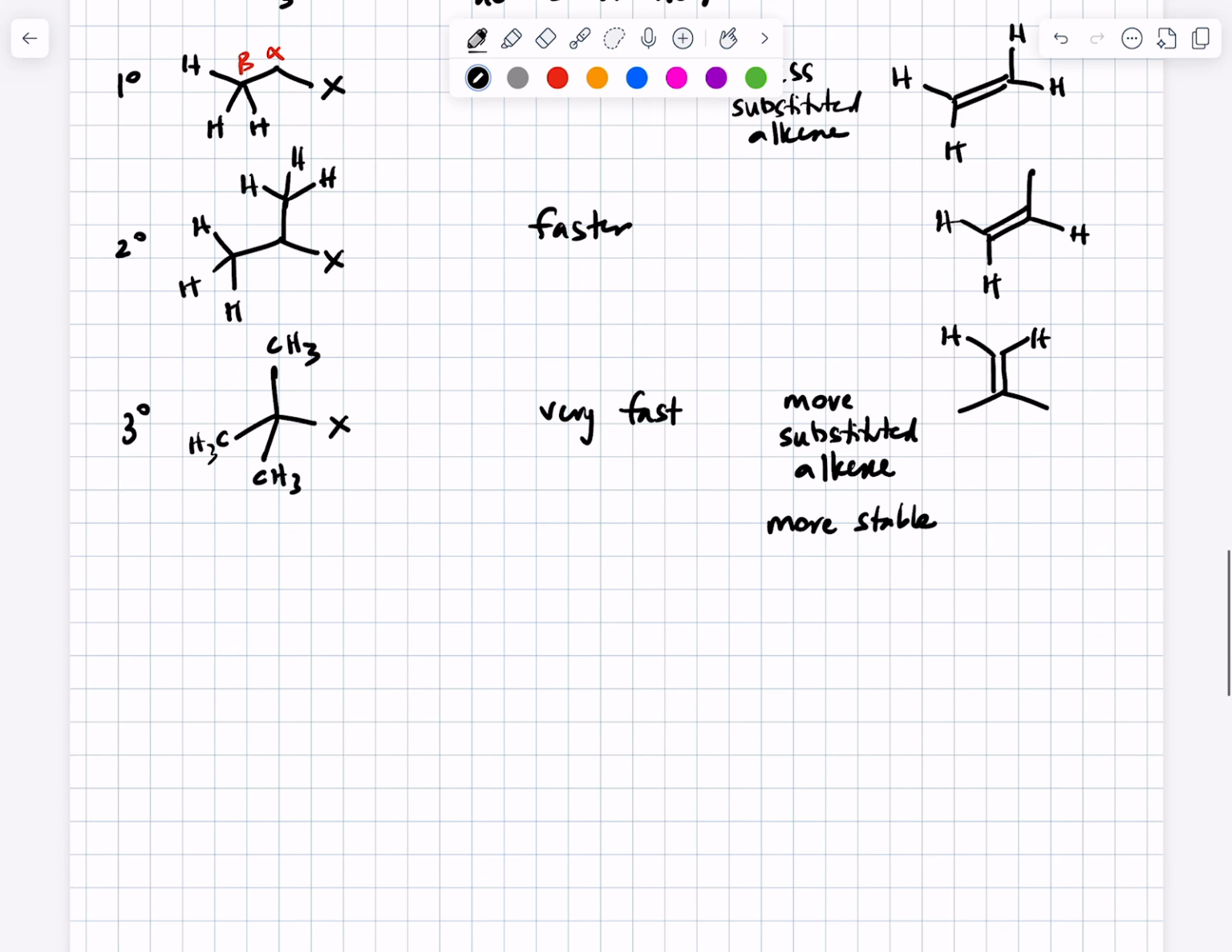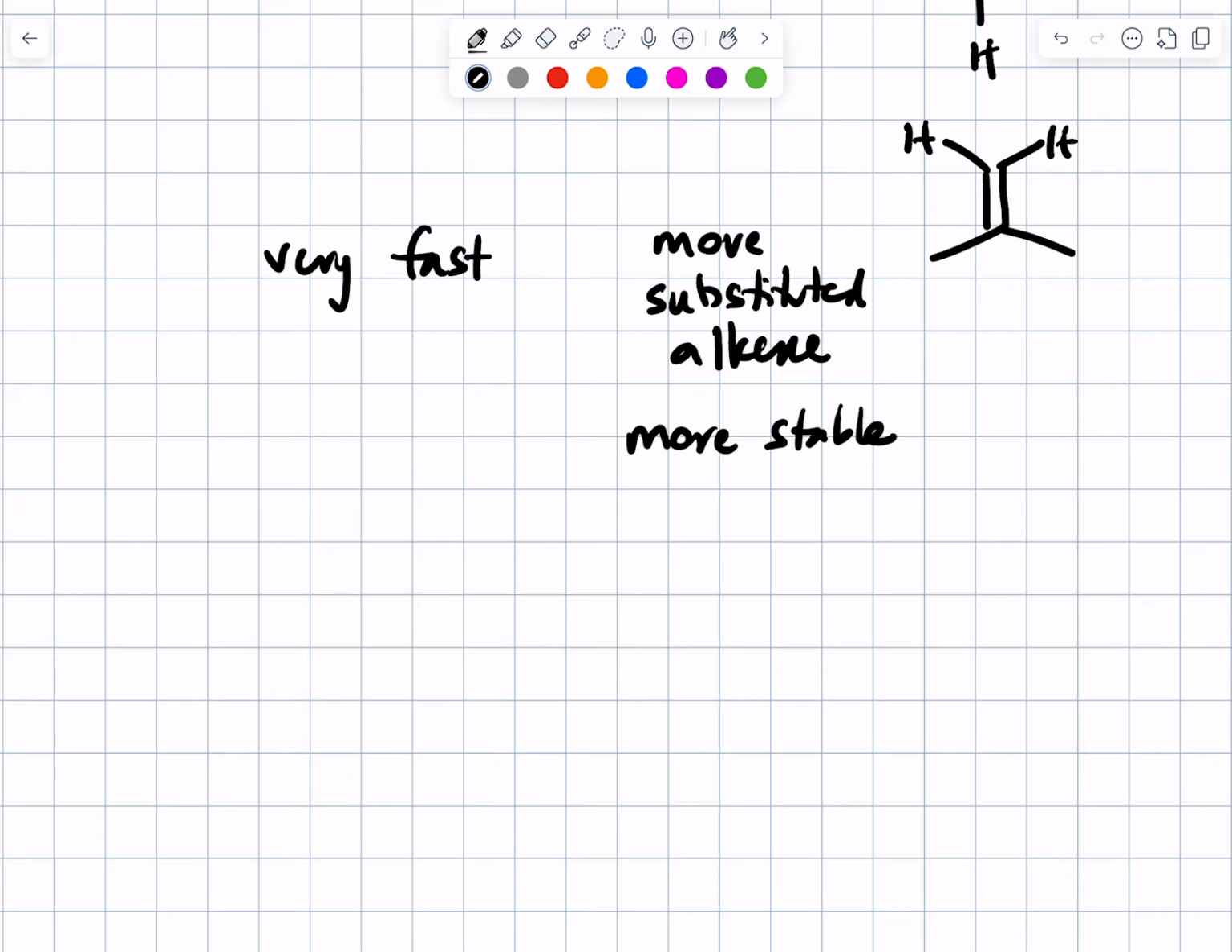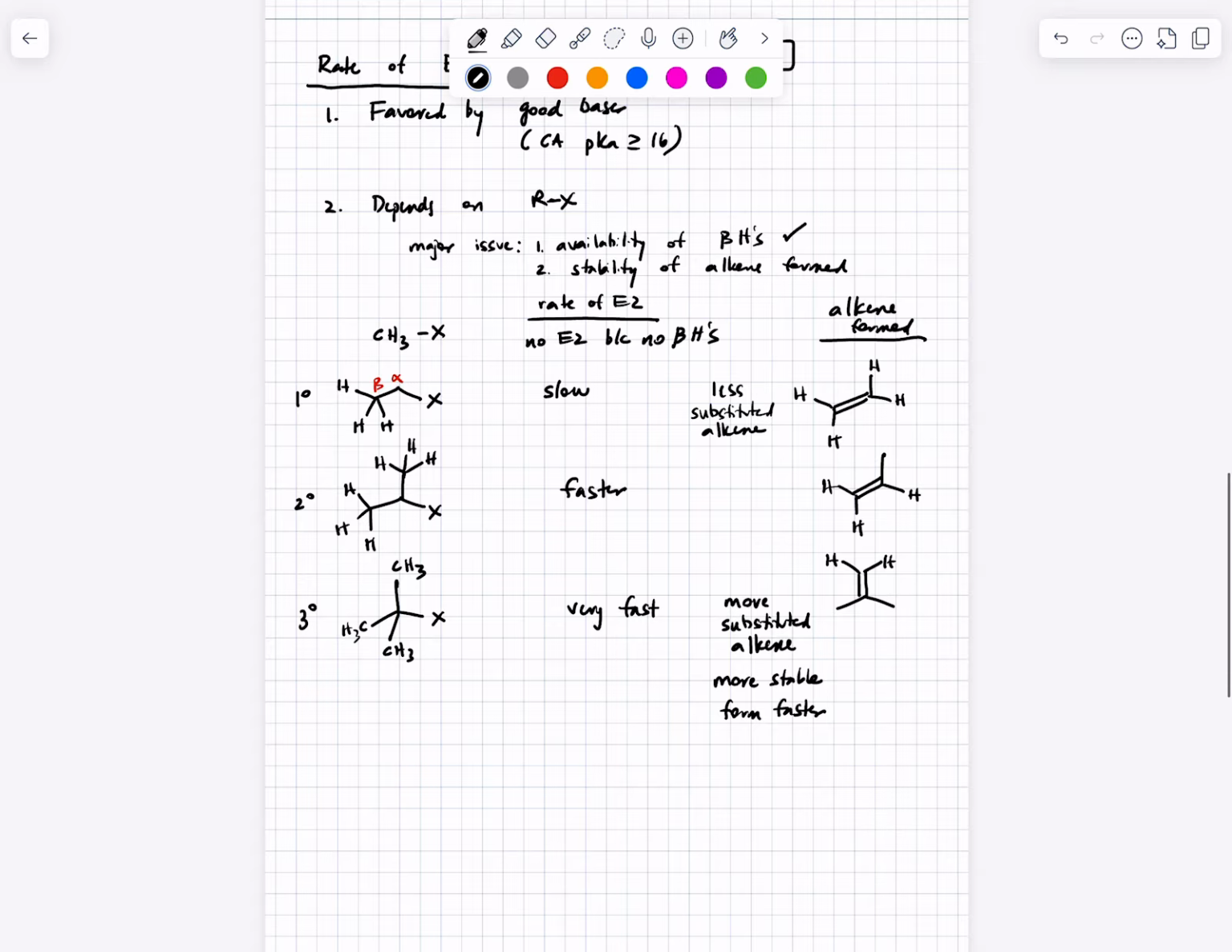And you will see that the more substituted, more stable alkenes form faster because the transition states that lead to them are lower in energy. All right? So that's the reason behind this rate issue where tertiary alkyl halides are very fast to do elimination reactions. Okay, questions about that?